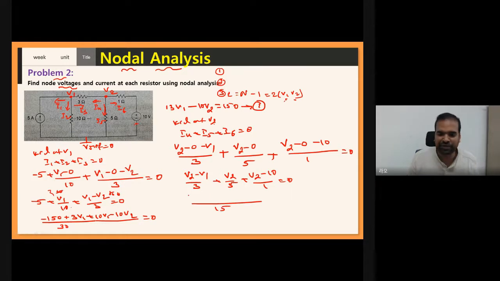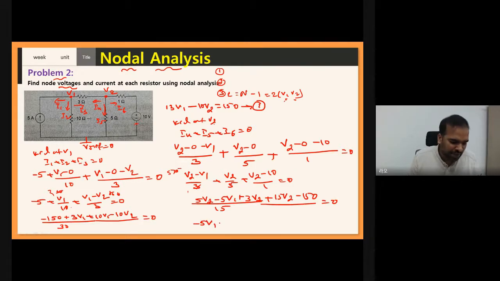Now what is the LCM here? 5 into 3, 15. So if I write 15 here, 3 ones and 3 fives. Therefore, 5V2 minus 5V1. So if I write 15 here, 5 ones and 5 threes. Therefore, 3V2 plus if I write 15 here, 15V2 and minus 150 equal to 0. Now if you solve this one, you will get minus 5V1 plus 23V2 equal to 150.